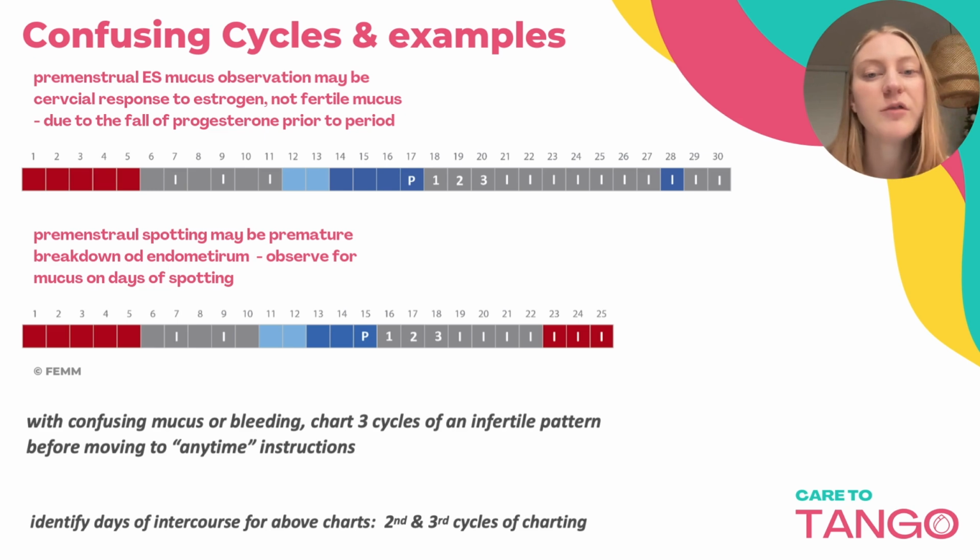Premenstrual ES mucus observations may be cervical responses due to estrogen and not fertile mucus, due to the fall of progesterone prior to your period. So you might notice a little bit of ES mucus right before your period, and that can be normal. And if you've already confirmed ovulation using your cervical mucus and your basal body temperature, that would not be fertile for you, so you can just ignore that.